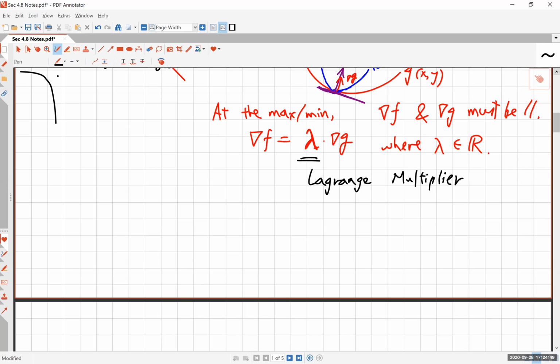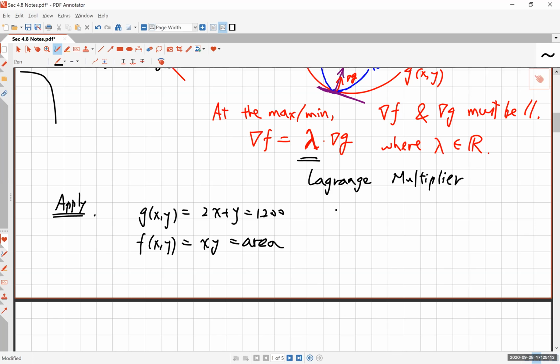All right, so what do you do with this? Here's how we apply this. Let's apply the method of Lagrange multipliers to this problem. Remember, the constraint G was 2x plus y equals 1200, and f of x, y was simply xy. That's the area.